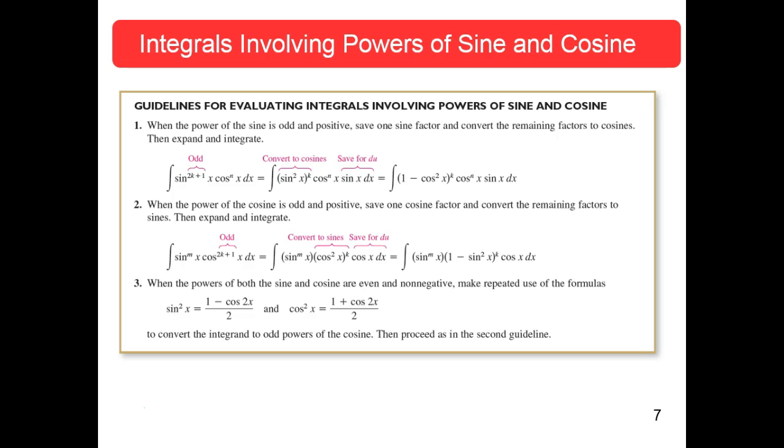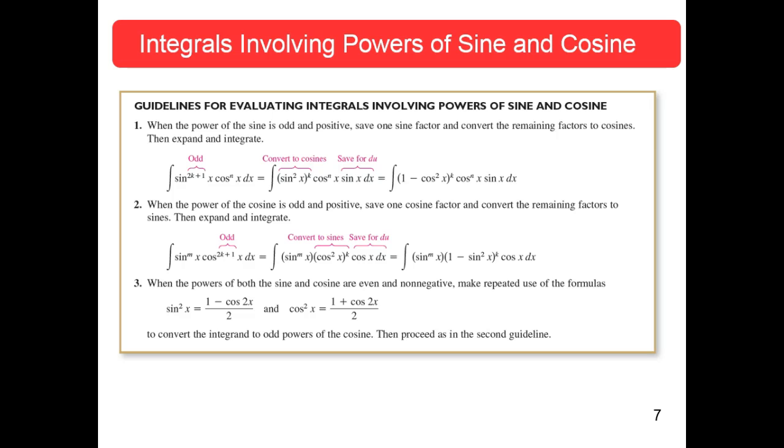If the sine is even, then we'll break that into sine of 2k, and that would be sine squared raised to the kth power. The cosine, break that into cosine of 2l, whatever that happened to be. That would be cosine squared raised to the l power. And then after a while, you'll get odd powers of cosine. Then you go back to this. So that's basically what we do when we have sines and cosines.